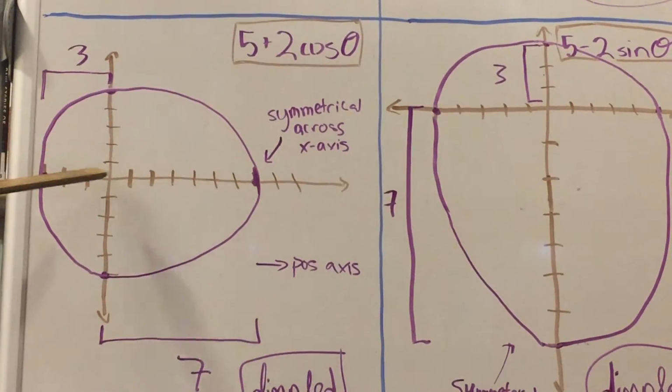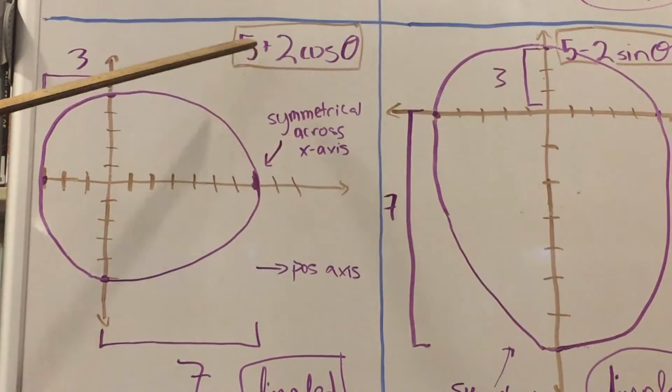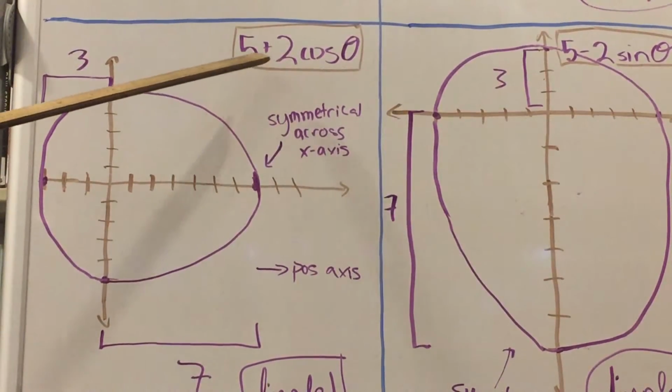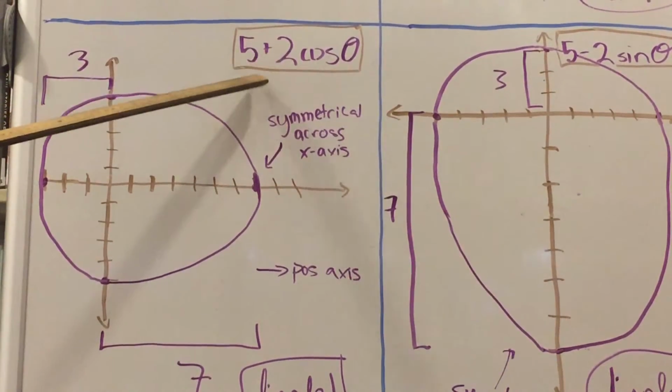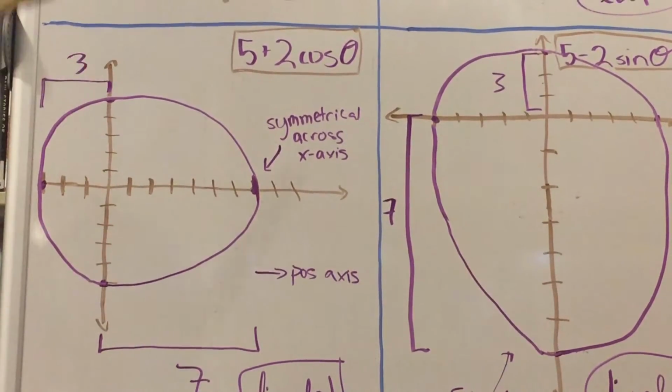And then the dimpled part is this back part. We know that the length of the dimple is going to be the difference between A and B, which in this case, 5 and 2, would be 3. The difference between 5 and 2 is 3, which is why the length of the dimple is 3.